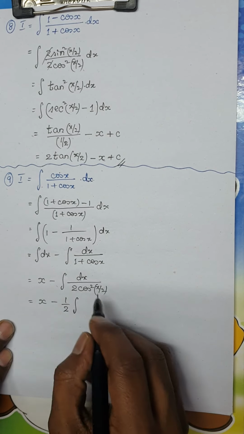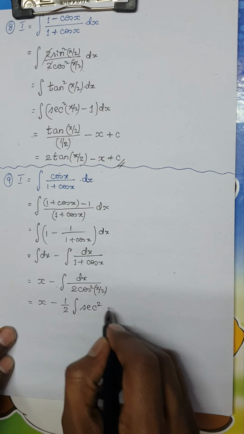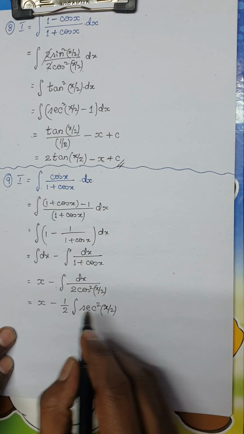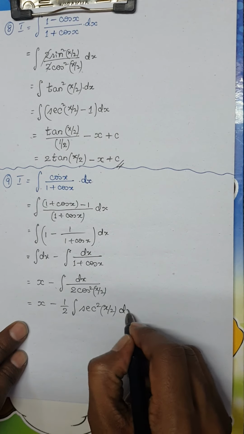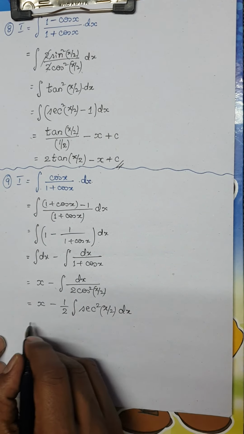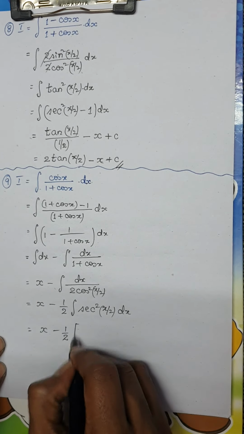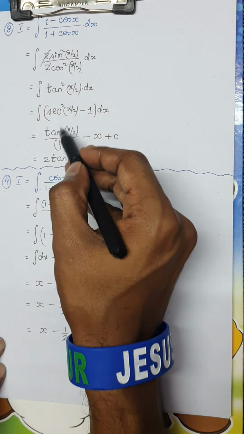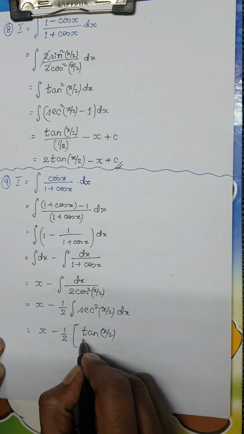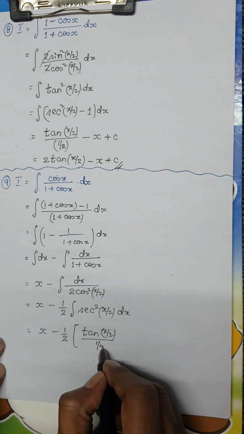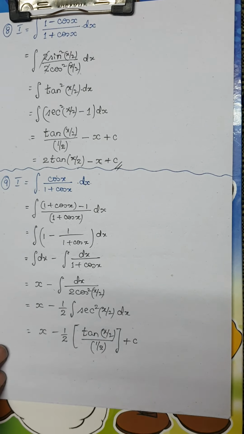Integral of, remember it is the reciprocal of cos square, that is 1 by cos square is the term secant square. Is it clear? Reciprocal of cos is secant, so 1 by cos square would be secant square x by 2 dx. Now this is nothing but x minus half into the integral of secant square x by 2, just similar to the previous question. Integral of secant square is tan of x by 2, divided by, I have a constant here, half into x, so I will divide by half plus c, which is the constant of integration.